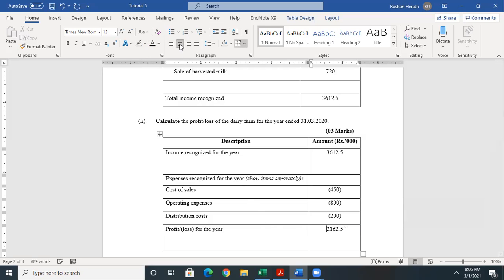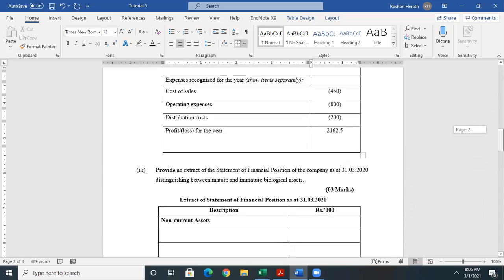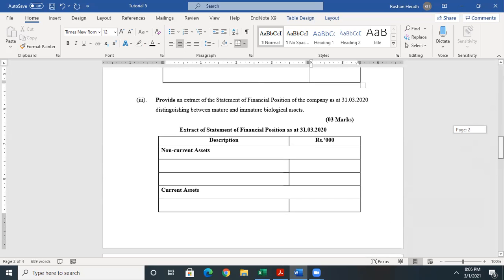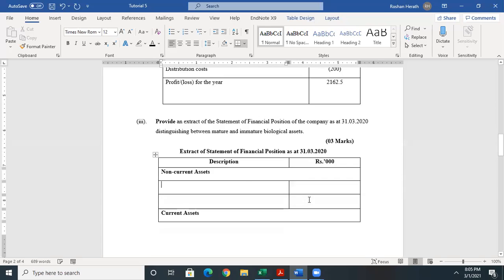So it's about the statement of profit or loss. You must be able to manage something of this nature. I have also indicated the marks that were given. It was an 11-mark question. Provide an extract of the statement of financial position of the company as at 31st March 2020, distinguishing between mature and immature biological assets. The question specifically asks us to take these biological assets into two categories. One is the mature biological assets.